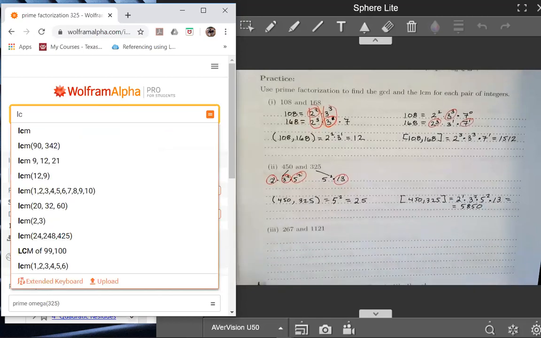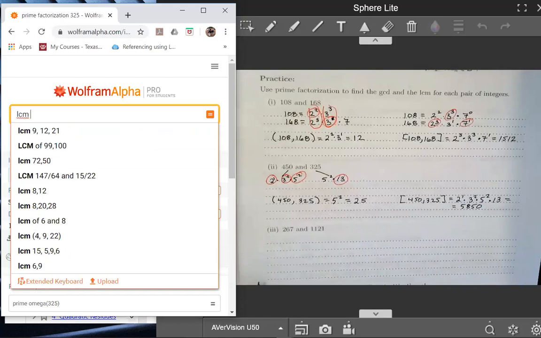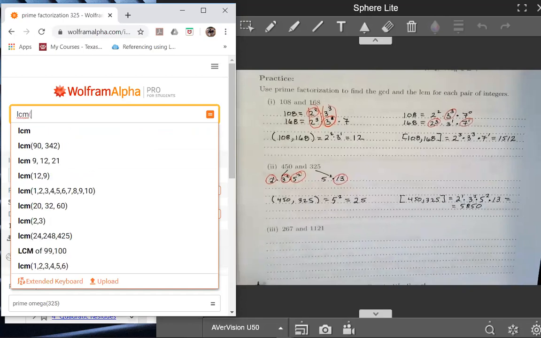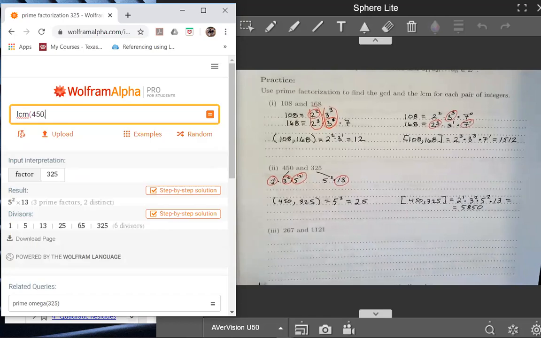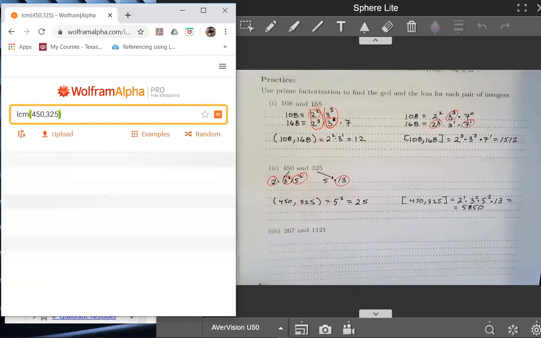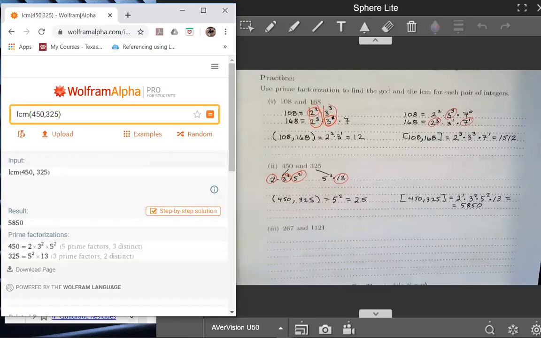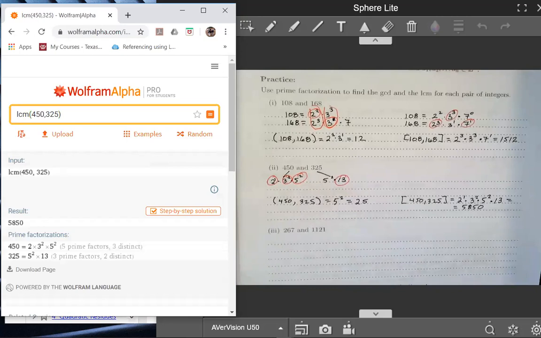So the least common multiple of 450 and 325. There are different ways that you can write this on the computer, and we do get that it's 5850. Okay, so we'll pause there and let you try out 267 and 1121, and we'll go through that on our next video.